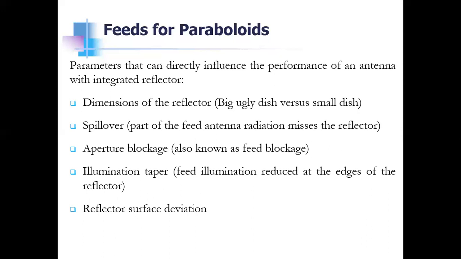Next is reflector surface deviation, which is also known as defocusing. So what is defocusing? Defocusing is when the antenna is displaced from the actual focal point. Usually the feed and the antenna would have a proper alignment. When this is not happening, that is called defocusing.